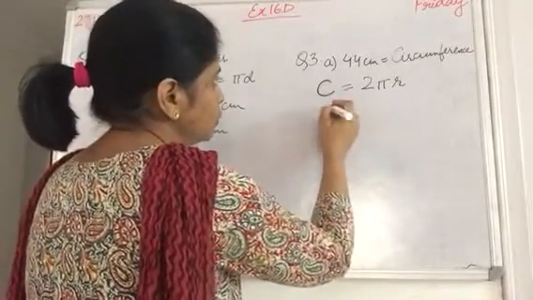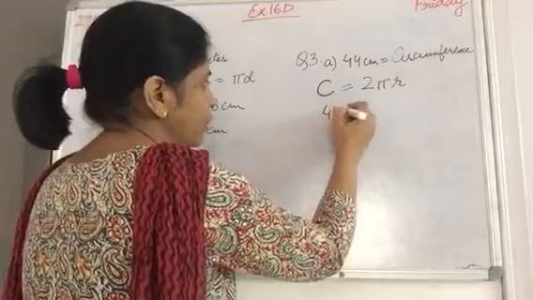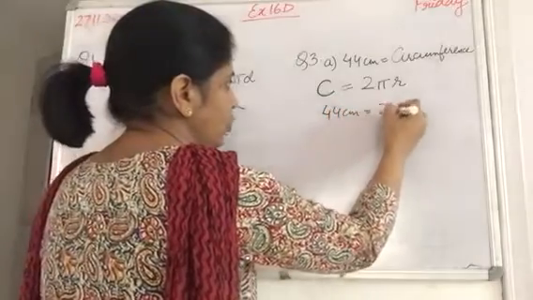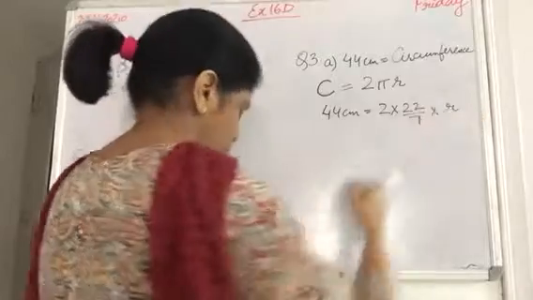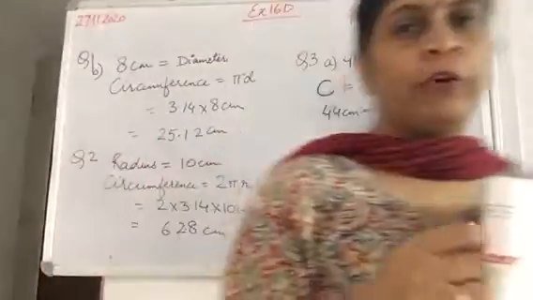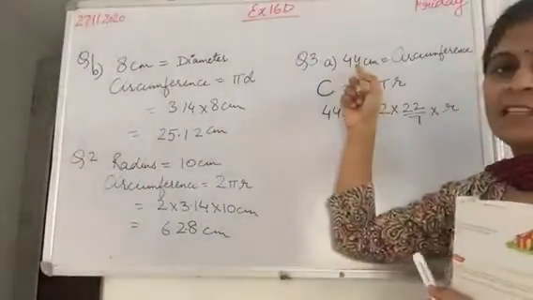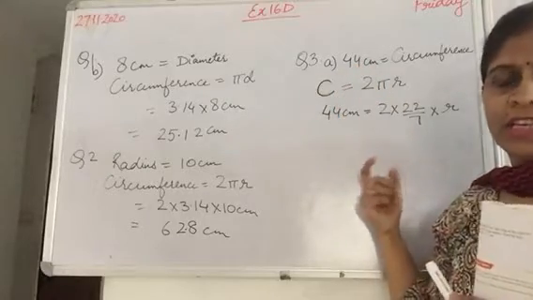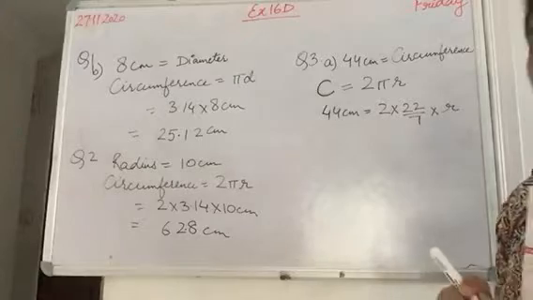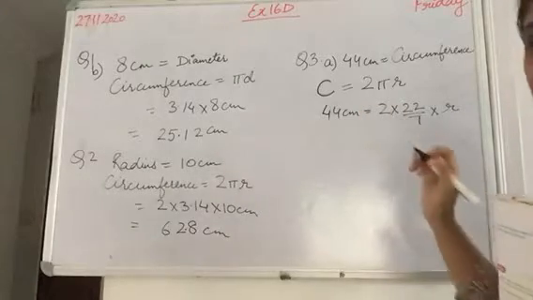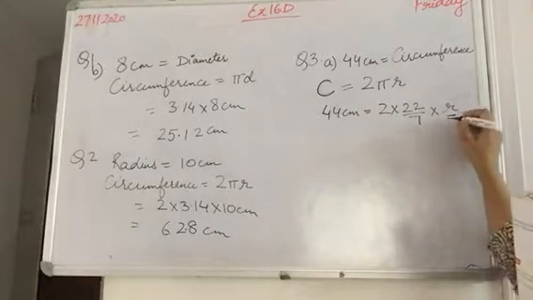So C is given as 44 centimeter, 2 into 22 by 7 into r. Now here 44 is divisible by 22. So we take 22 by 7 as the value of pi. Now we do the cross multiplication. We have to find out the radius.